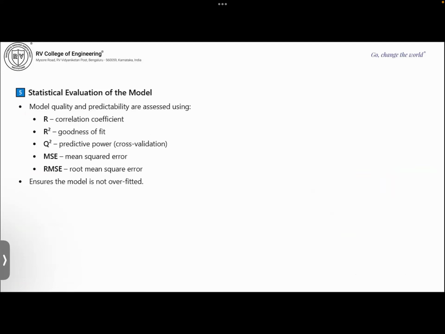Then the fifth stage is the statistical evaluation of the model. Model quality and predictability are assessed using R, the correlation coefficient, and R square, the goodness of fit, and Q square, the predictive power, from cross validation. MSE is the mean squared error. RMSE is the root mean squared error. It ensures the model is not overfitted.